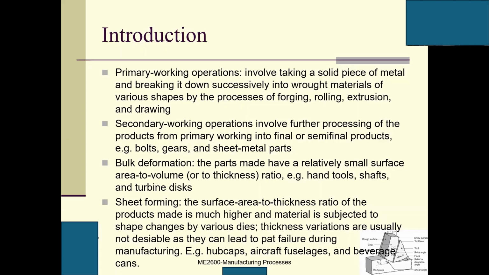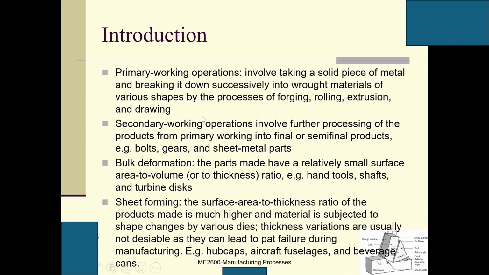So definitely, intuitively we can see this one will need more energy. So you see the ratio is much higher and the material is subjected to shape changes by various dies. They use dies here. And the thickness variations are usually not desirable as they can lead to part failure during manufacturing. For example, copper caps, aircraft fuselage. This is sheet metal, and also the beverage cans, the Coke cans we use. So that is technically sheet metal.